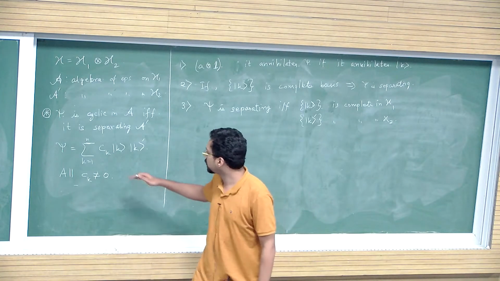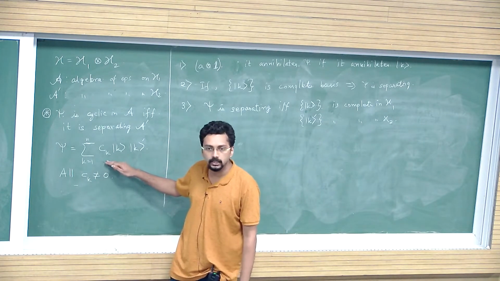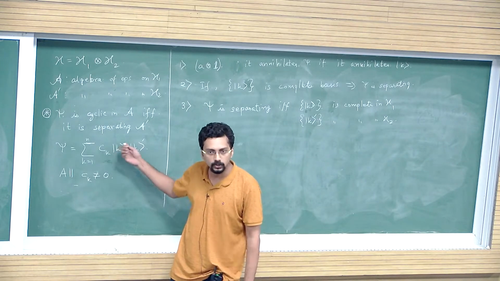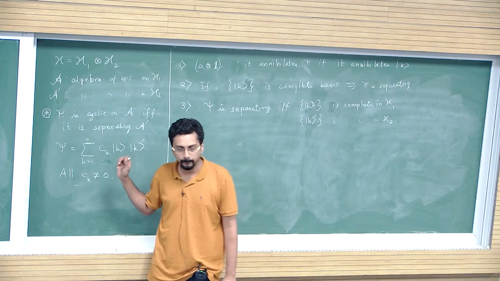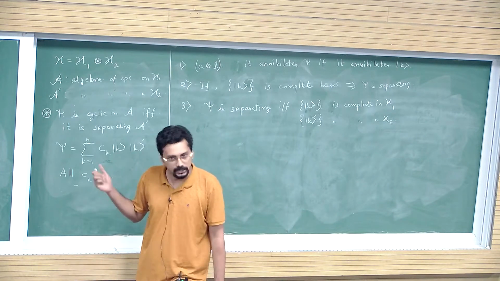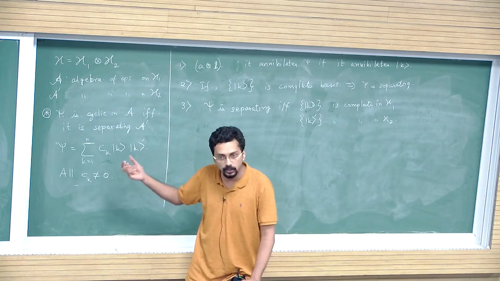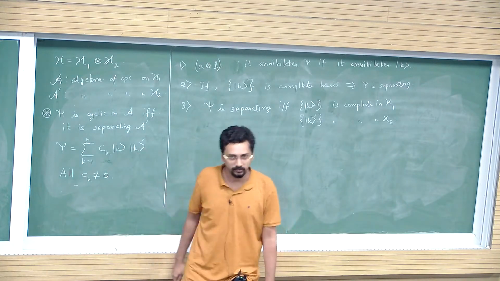Yes, but the thing is that it need not be that all CKs are nonzero. Some CKs can be 0. In those cases those elements will not even be there, right? You can find a basis where CKs are not 0. Yes, I can always find that. I can find a basis where it's always positive, right?